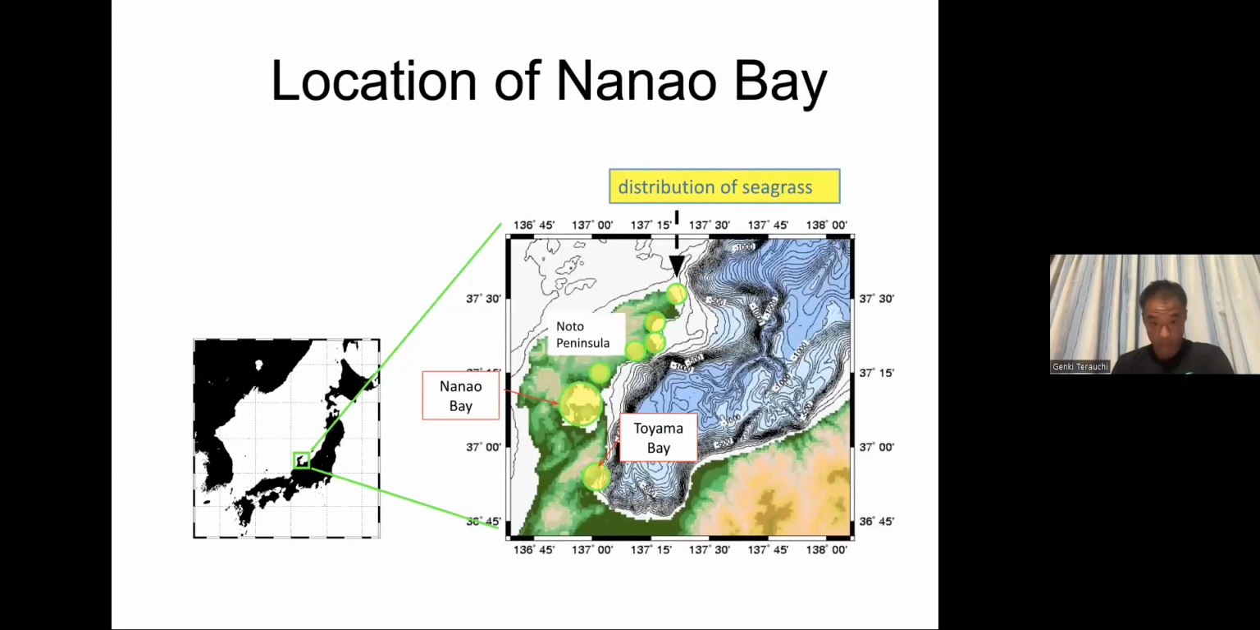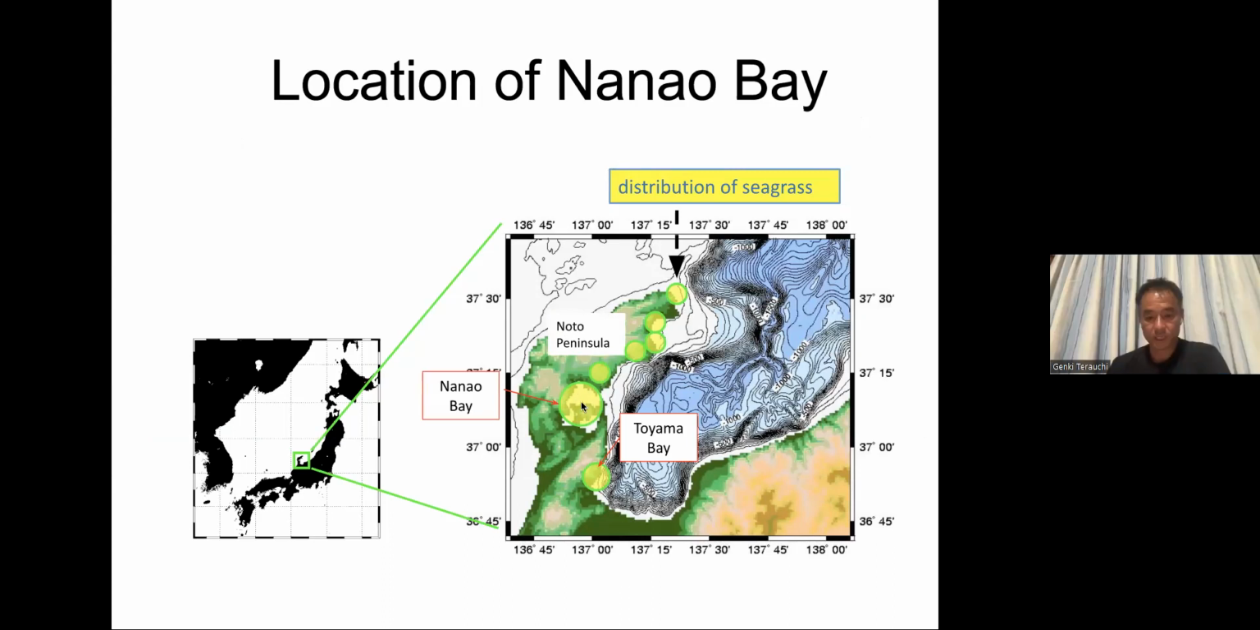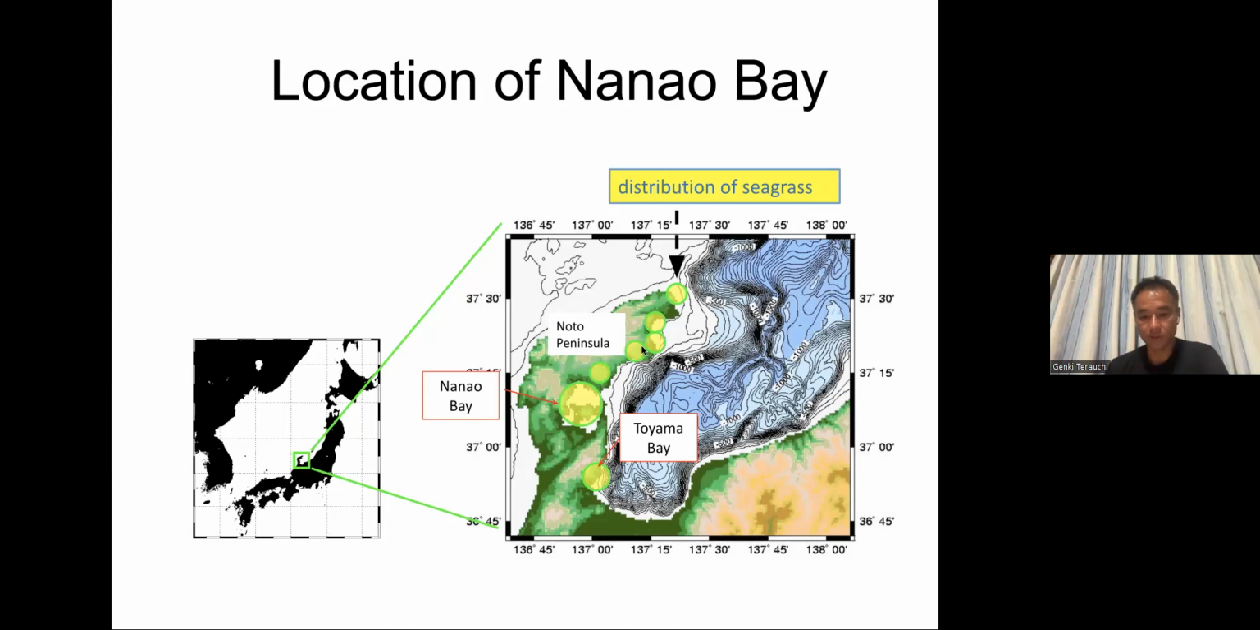Okay, now I will go to my field. This is the location of Nanao Bay. I live in the middle part of this Noto Peninsula, and you see this little island located in the small bay, and the western section of the bay is rich Zostera marina habitat. There are many other spots with seagrass habitats, but we will be introducing this Nanao Bay, located in the center of the peninsula.